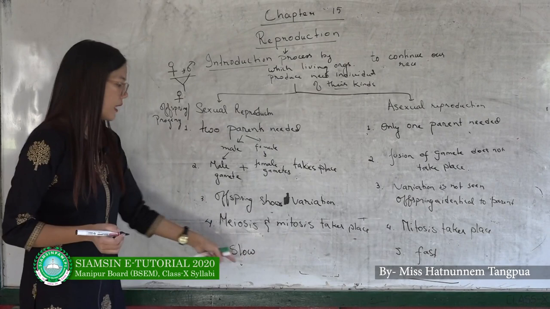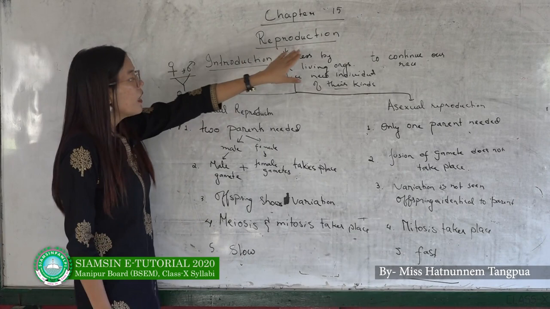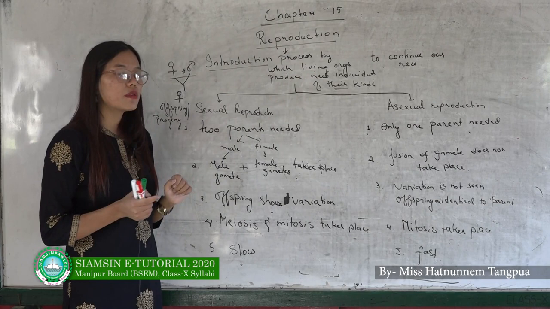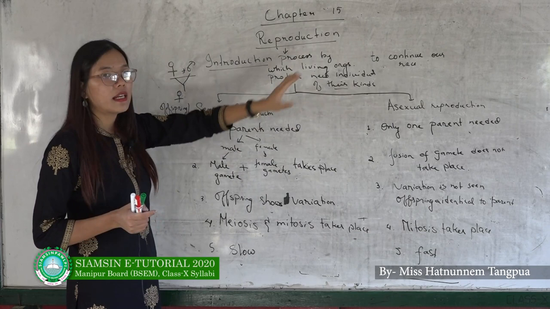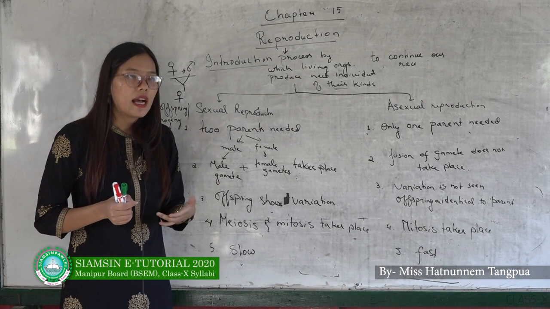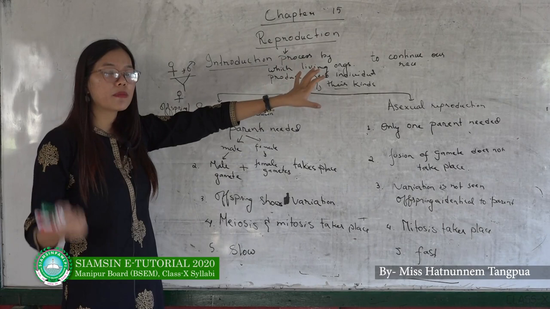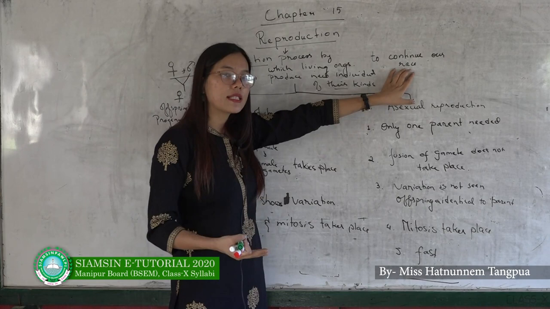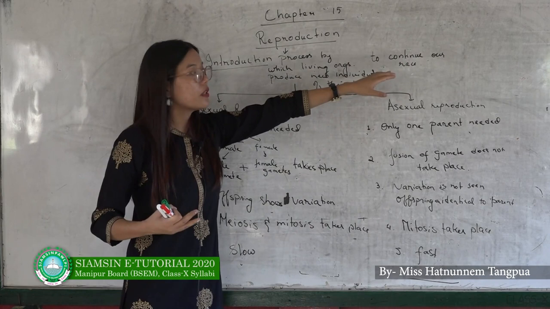Summary. Reproduction is a process by which living organisms produce offspring or new individuals of their kind. For living organisms to survive, nutrition and respiration are essential, but reproduction is not essential for survival. Living organisms reproduce to continue their race, so that they do not become extinct.